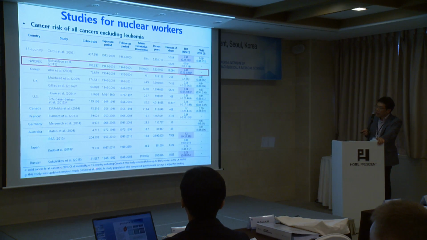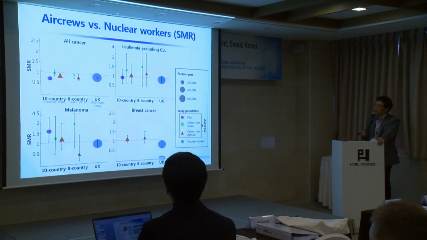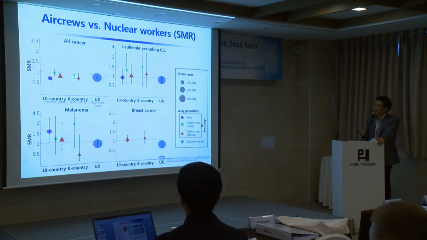So in the Russian cases, their exposure dose is quite large, so of course there is some relationship between the radiation dose and cancer risk. But there are many studies whose results are not consistent and not statistically significant. It's a similar thing. So this is a comparison for air crews and nuclear workers.